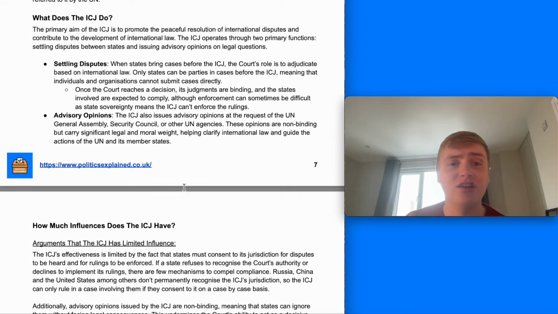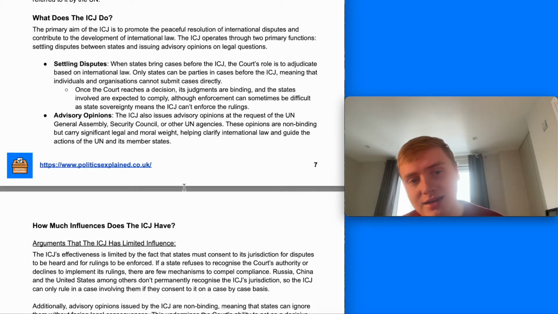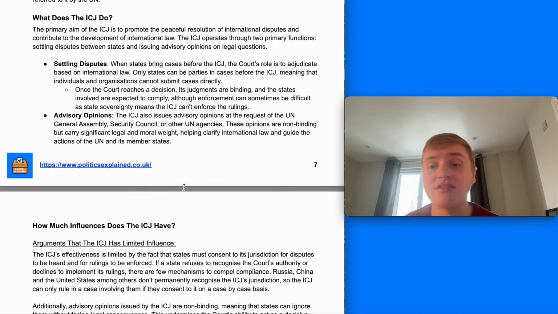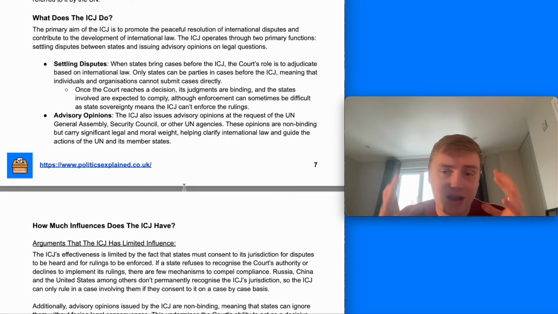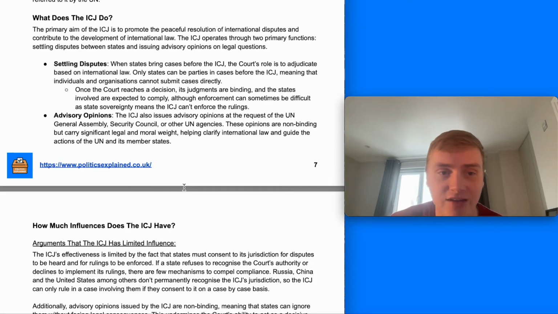Once the court reaches a decision, its judgments are binding, and states involved are expected to comply, though enforcement, as we'll see with all of these, can sometimes be quite difficult. And secondly, it issues advisory opinions, so even if states don't consent to it and don't bring cases to the ICJ, it can issue advisory opinions, which are non-binding, unlike, theoretically, when it settles disputes and adjudicates, where rulings are binding, though states can sometimes simply turn around and say no. But advisory opinions aren't binding. They could make advisory opinions on international law.